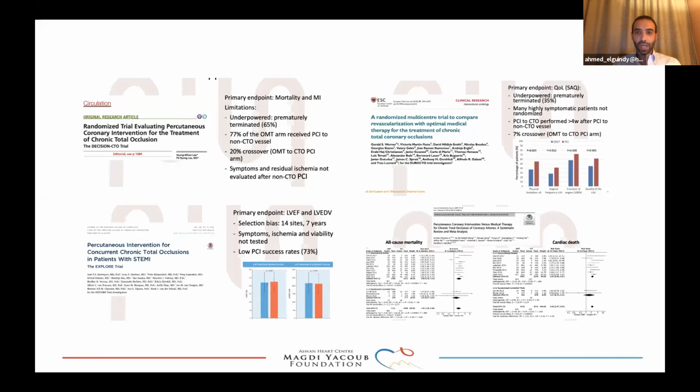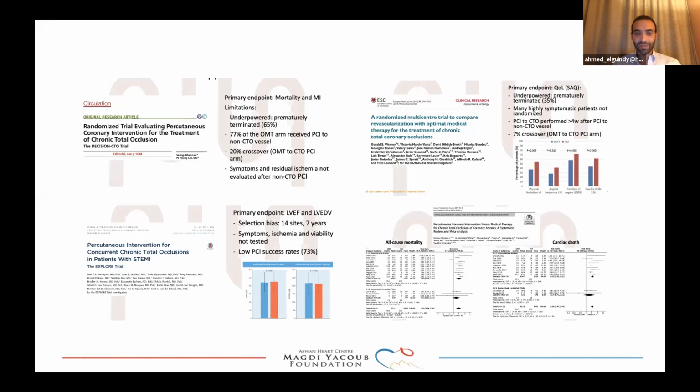Similarly, if we look at the Explore trial, the Explore trial looked at ejection fraction and end-diastolic volume before and after the procedure. And the first thing that strikes you is a huge selection bias.